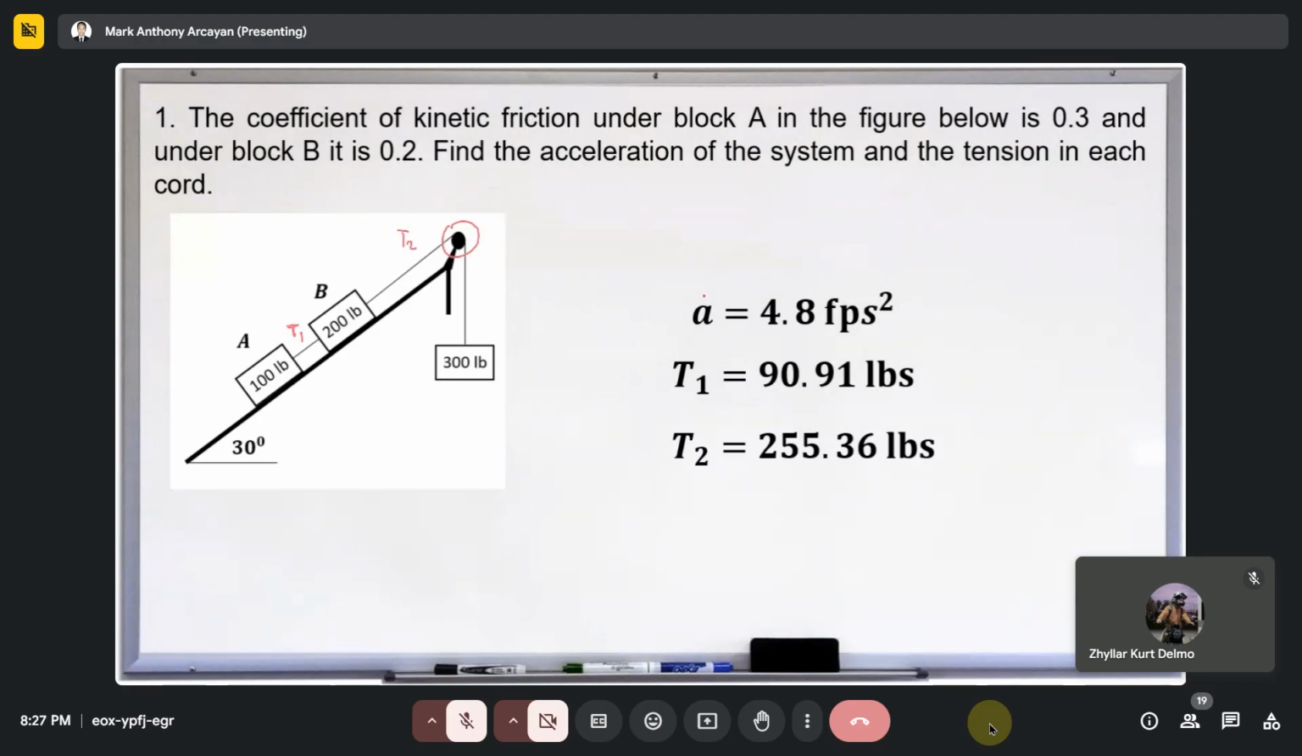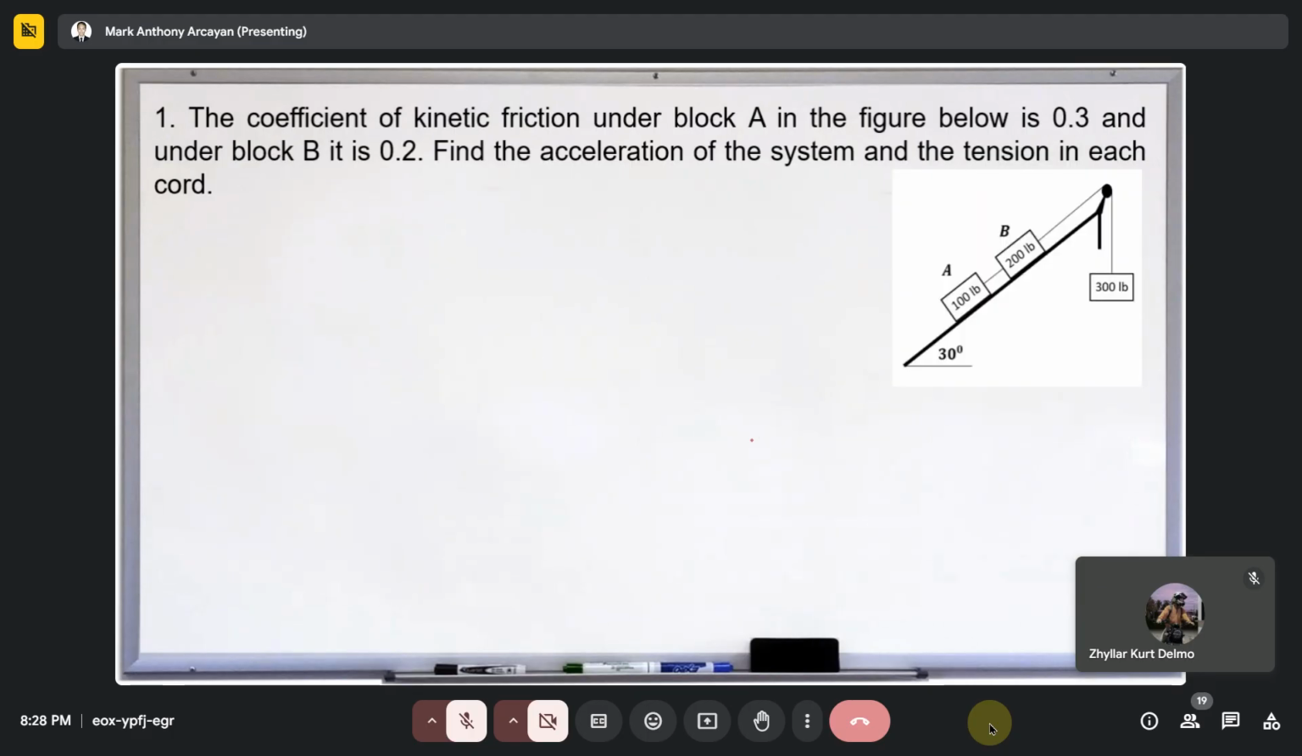For this problem, we have now our answers for acceleration, T1 and T2. We will try our best to come up with these values later as we solve this problem. Okay, the first step, class, is to construct an FBD. Since we have three particles here, we're going to construct three FBDs. Let's start with the FBD for block A.